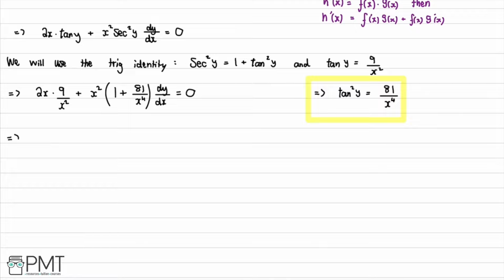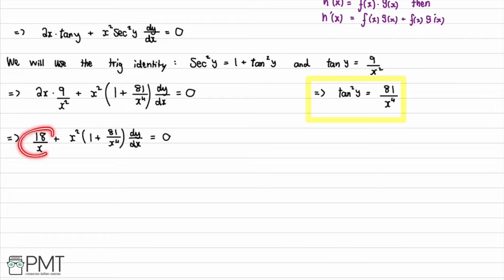So therefore, just simplifying this left-hand side, we have 2x multiplied by 9 over x squared. That's going to be equal to 18 over x. And then we're going to just keep this as it is. So we'll have x squared lots of 1 plus 81 over x to the power of 4. And we still have our dy by dx. And that is equal to 0.